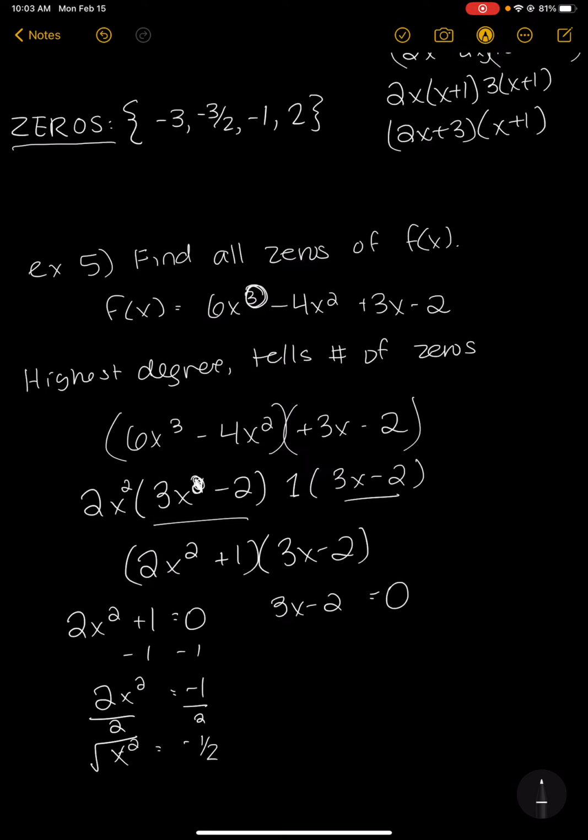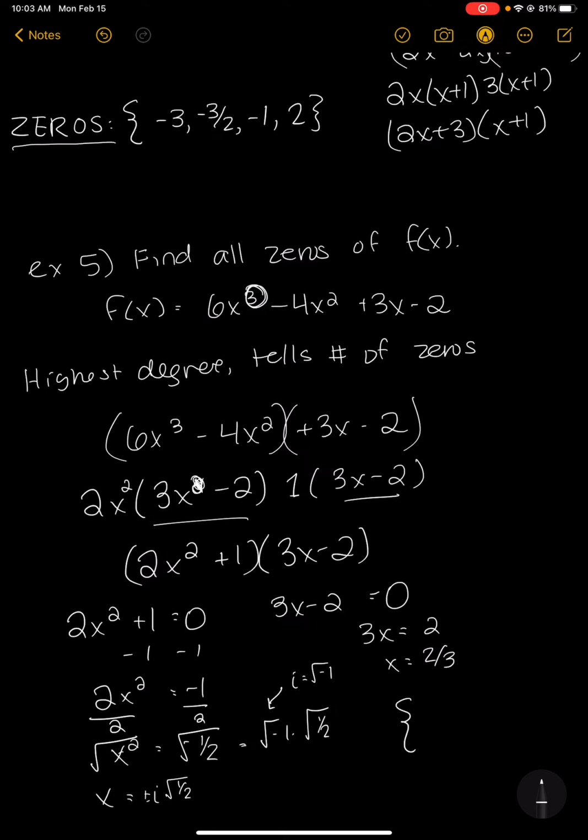And when I take the square root of a negative, what happens? I essentially get a negative 1 times the square root of a positive 1/2, and by definition, i is the square root of negative 1. So my zeros are plus or minus i square root of 1/2. And you don't have to rationalize that or anything, you can just leave it like that. And then over here, I've got 3x equals 2, x equals 2/3.